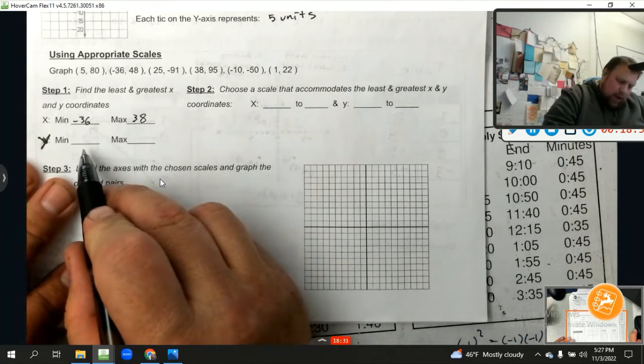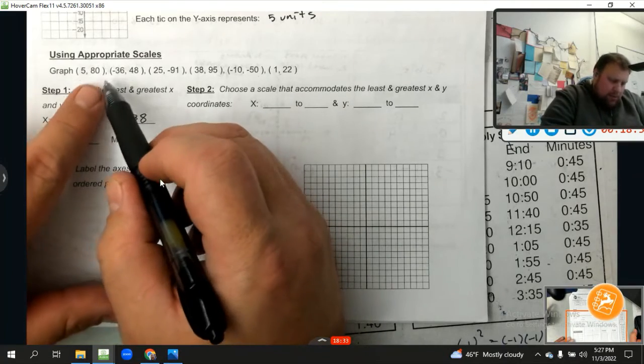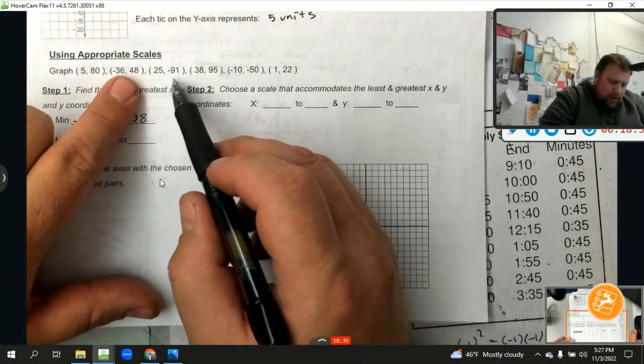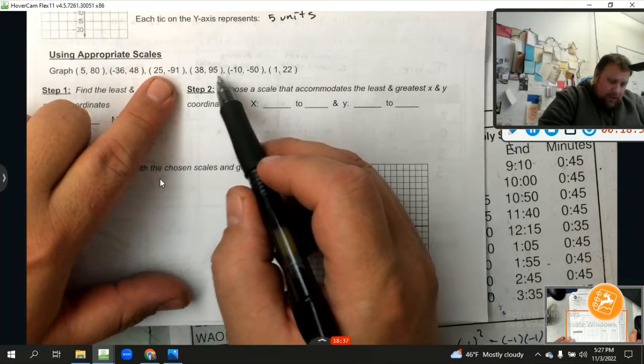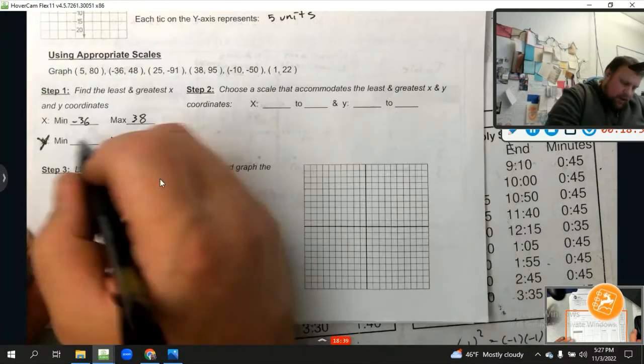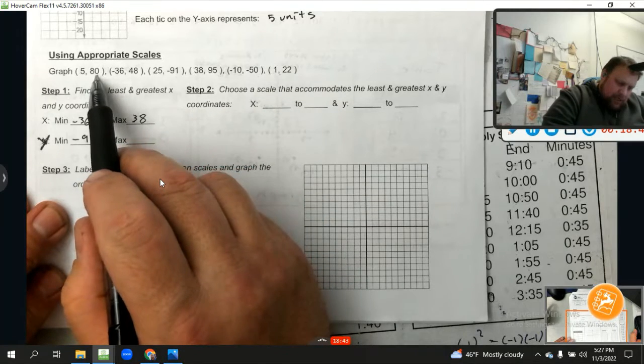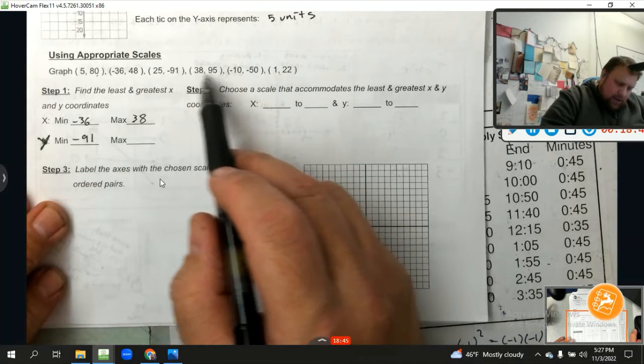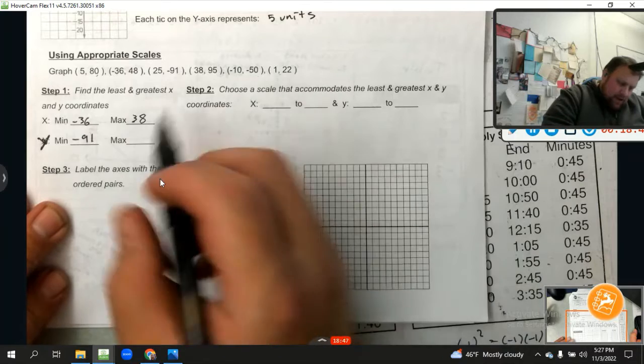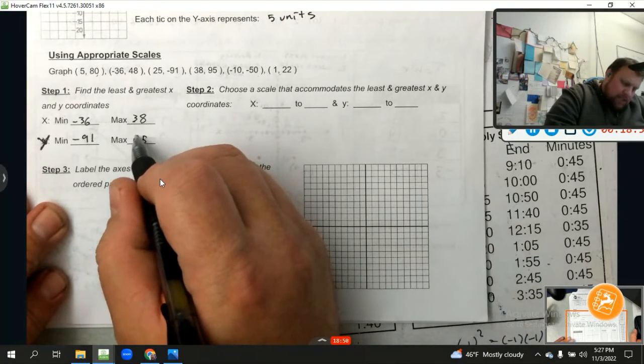Now let's look at our y. What's my minimum y? Not 80, not 48. Ooh, negative 91 looks super low. Anything beat negative 91? Nope. Negative 91. And what is our maximum? Well, 80 is pretty up there. Higher than that, higher than that. Oh, 95. 95 is our maximum y value.